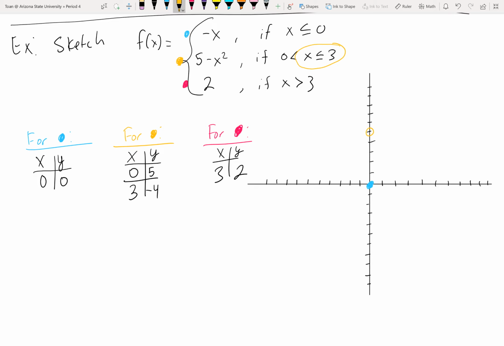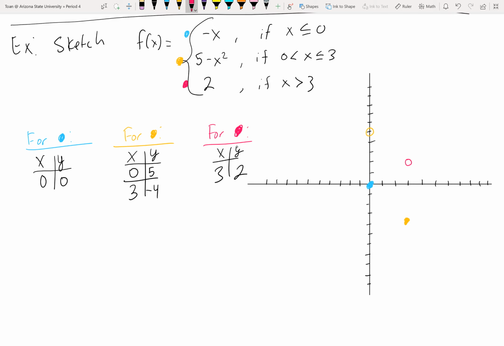But for the middle function at 3, the inequality has that line underneath it. He will be closed. So for (3, -4), he's going to be closed. All right, so you guys understand when things will be open, when things will be closed? Just look at the inequality. And last but not least, for the red function, the third function, his point will be open. (3, 2) will be open.